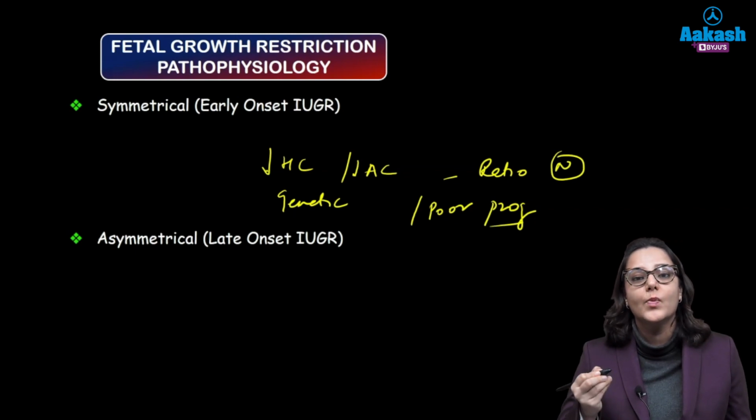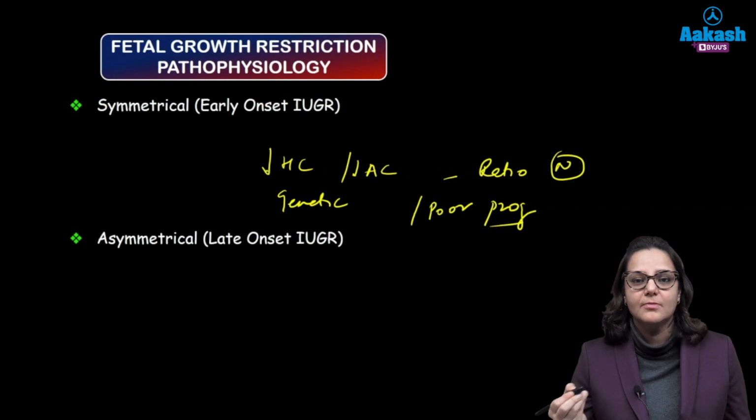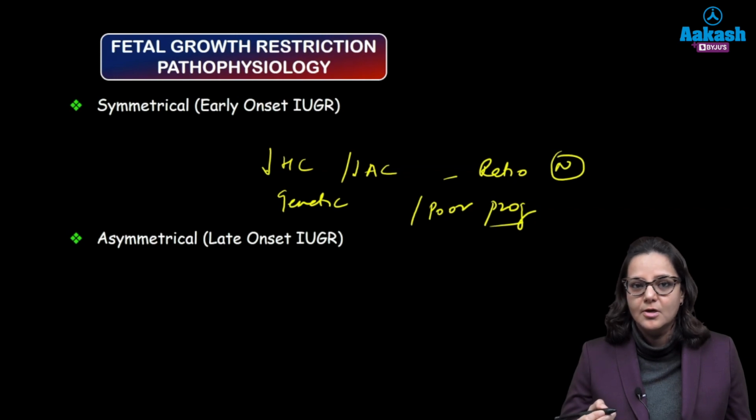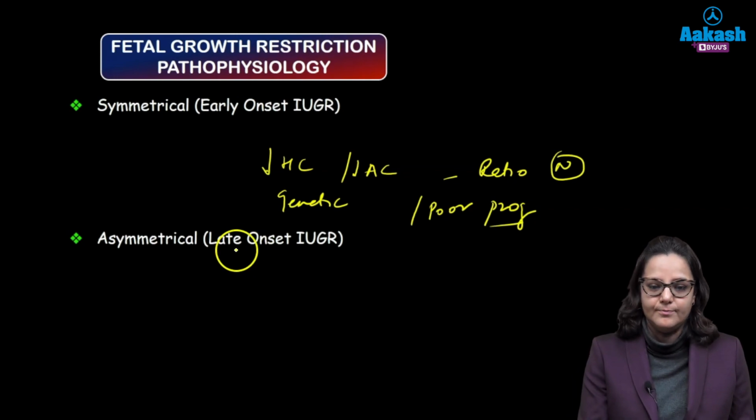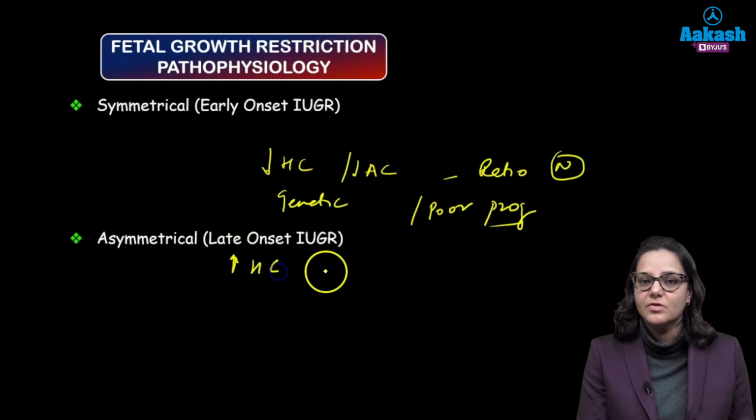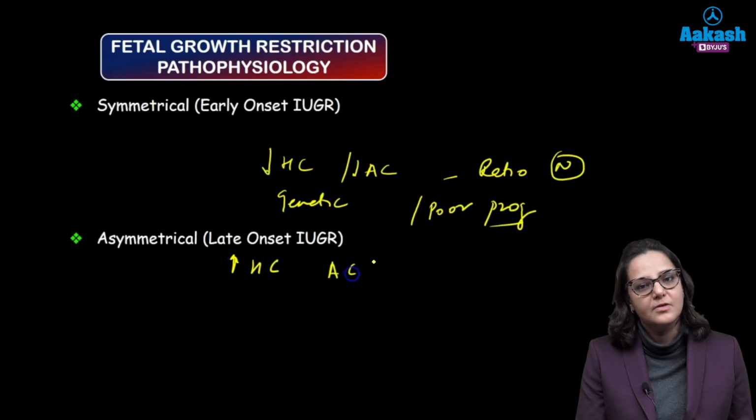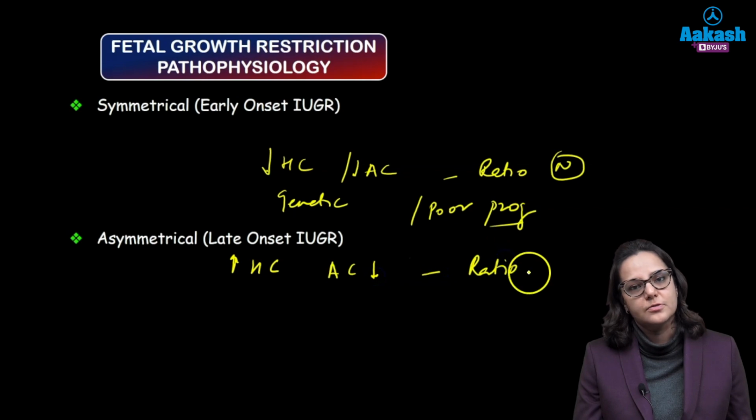Why? Because till 22 weeks the trophoblastic invasion continues, and only after that do we see whether the placenta is functioning normally or not. So it will affect the baby later. Here the head circumference will be high, but the abdominal circumference will be small, so it is going to affect the ratios. The ratios are going to be abnormal here.